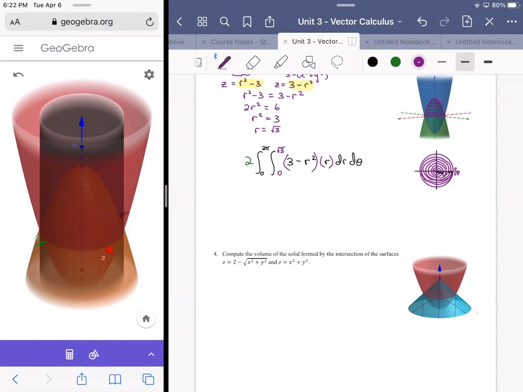So the volume of the solid formed by the intersection of the surfaces. So here we got a cone. We definitely have a cone, a triangular cone, instead of a circular, instead of a parabolic cone. And you have something that looks also like a parabola. In terms of the overall strategy, not going to be too different than what we just did, except I don't see any coordinate axes here. So we're going to have to do a little bit of work to figure that part out.